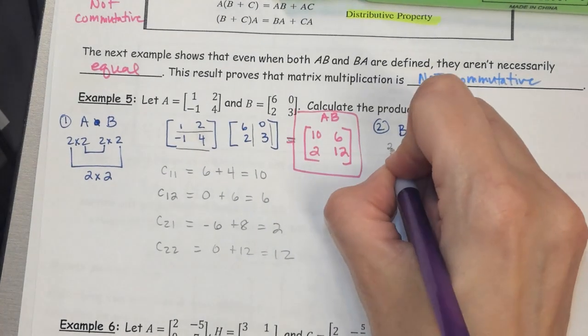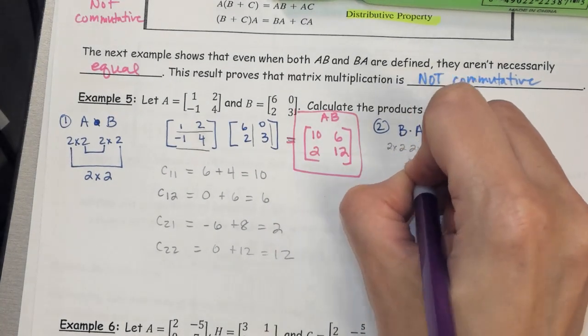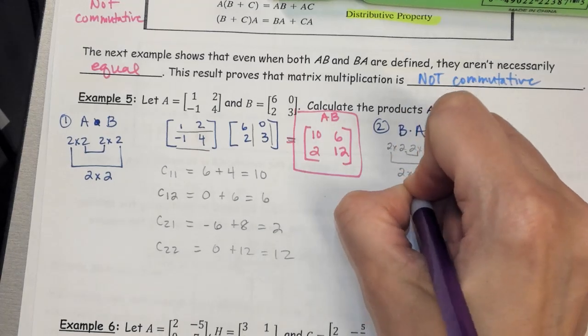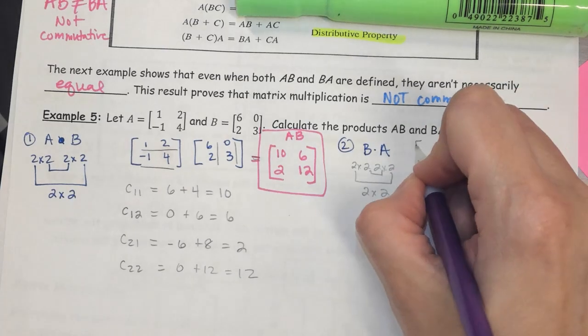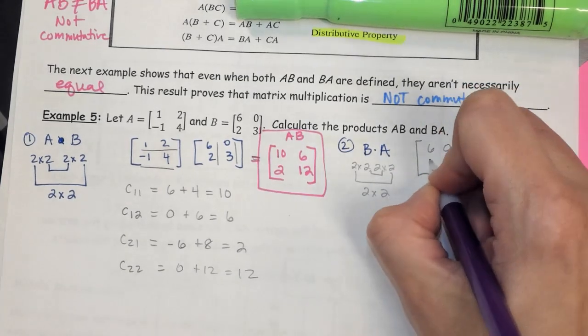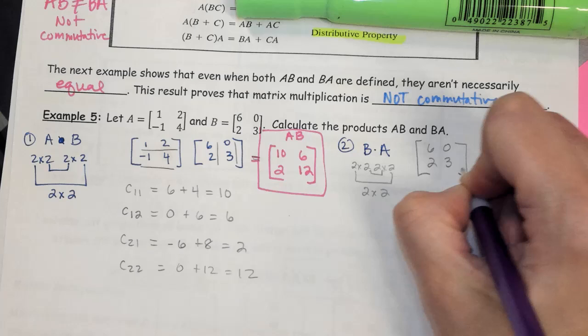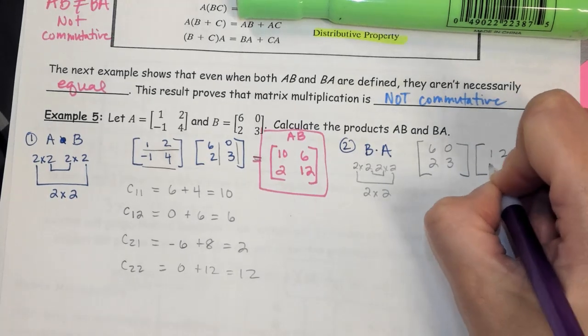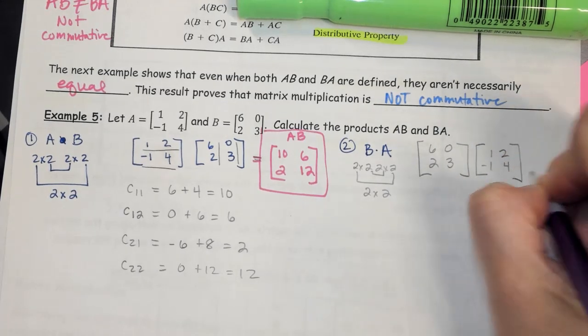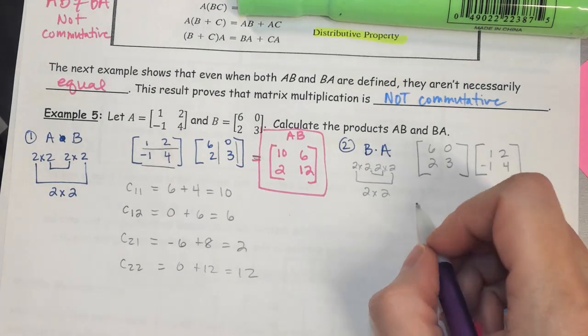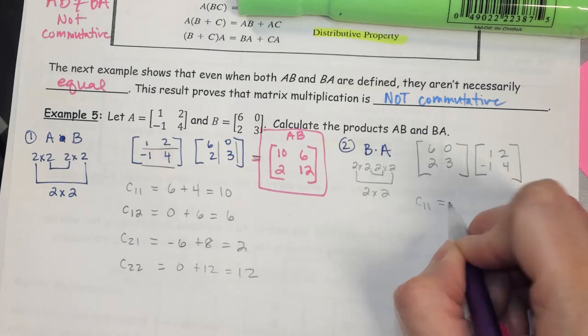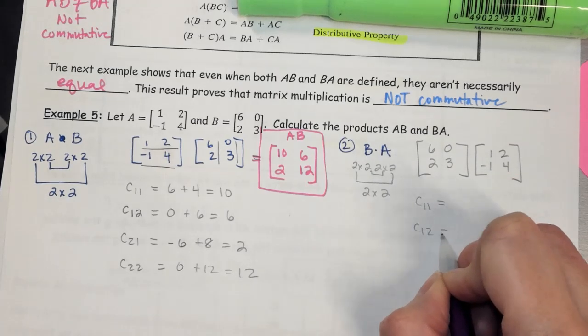Now, we just did this with the 2 by 2, so we should know that these do match and that your result is going to be a 2 by 2. But now, the 6, 0 goes first. And then the 1, 2, negative 1, 4. First row, first column, first row, second column.